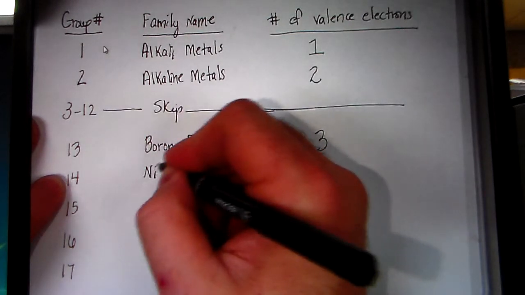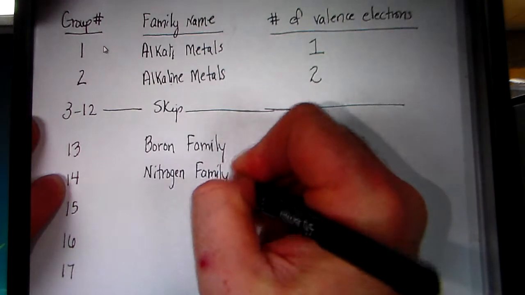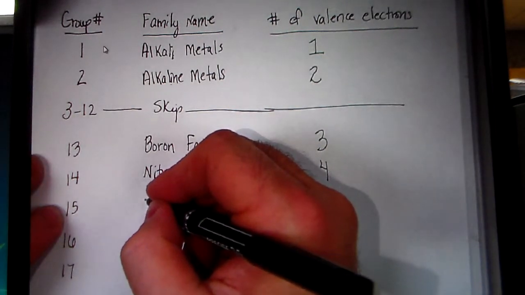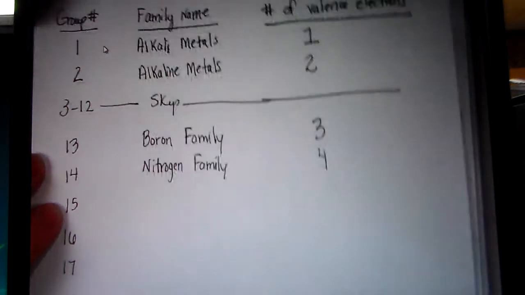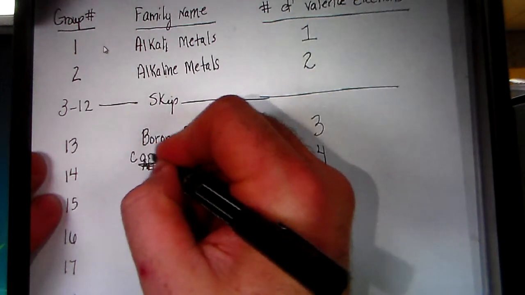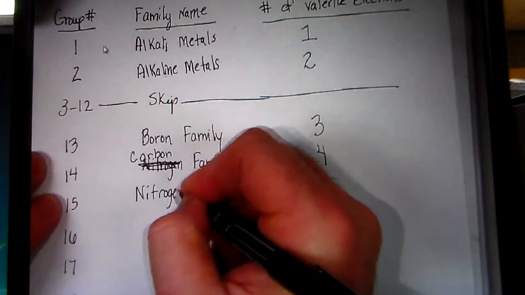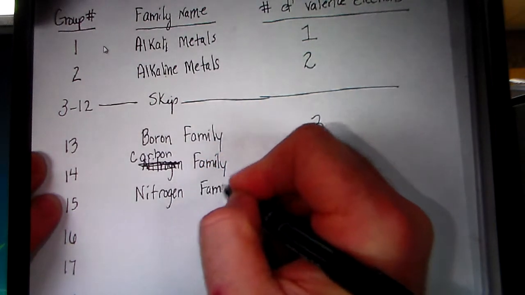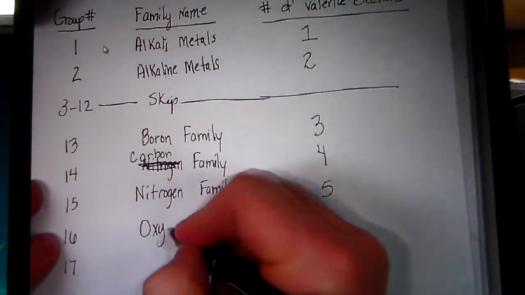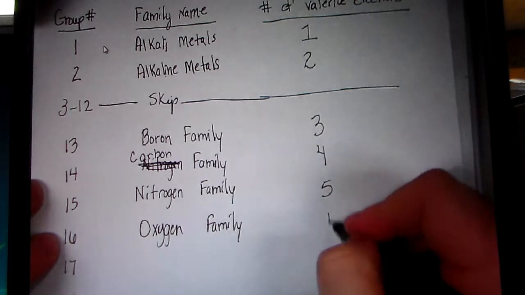14 is nitrogen family. So everything acts like nitrogen. 15, I'm sorry, I'm off one. Number 4, 14 is carbon family. 15 is nitrogen family. It has 5. 16 is oxygen family. It has 6.